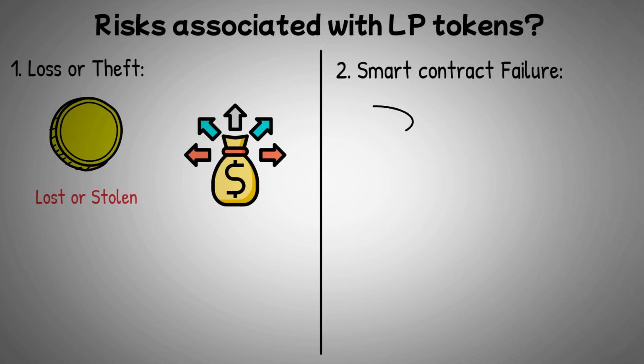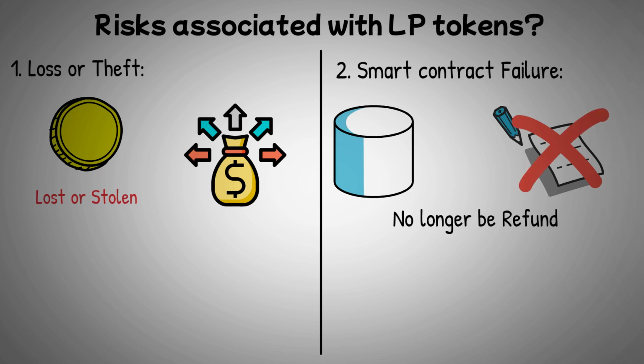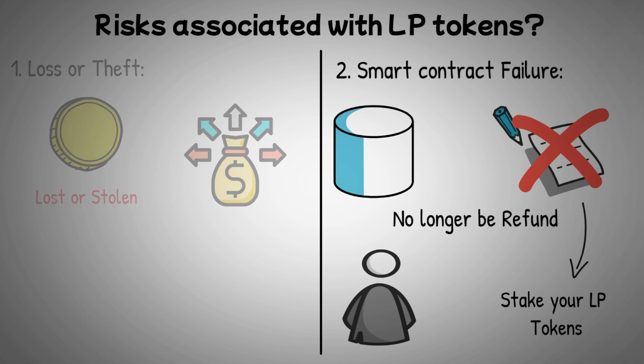Number 2. Smart contract failure. If your liquidity pool is compromised due to a smart contract failure, your LP tokens will no longer be able to refund your liquidity. Likewise, their smart contracts may also fail if you stake your LP tokens with a yield farmer or loan provider.